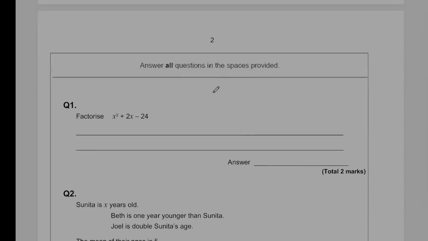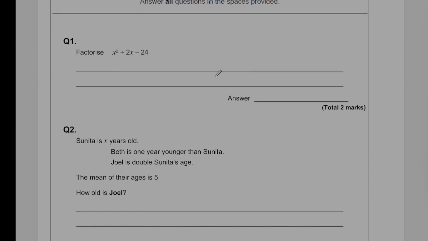Let's get into it. Question 1: factorise x squared plus 2x minus 24. So we're going to factorise that. That means put into brackets, so we're going to have two brackets.